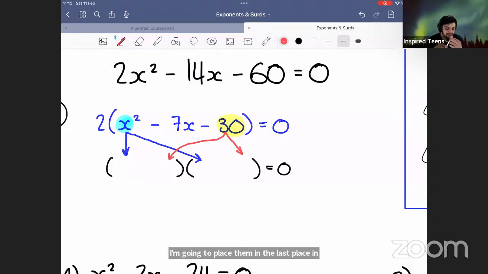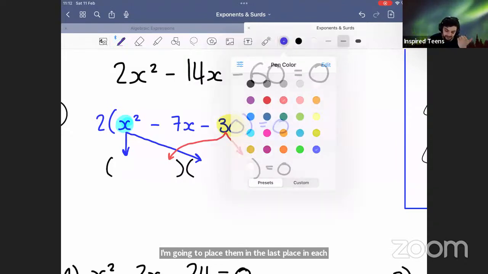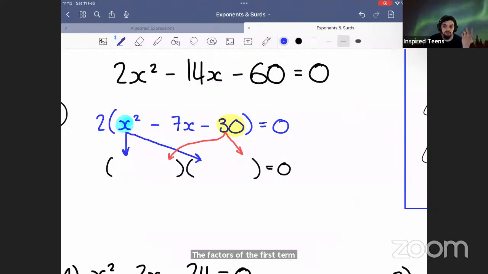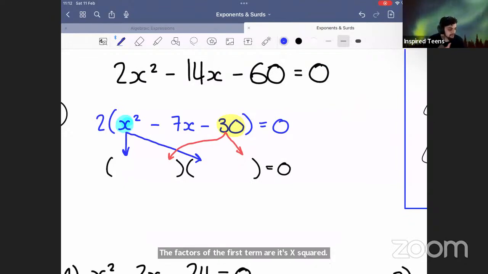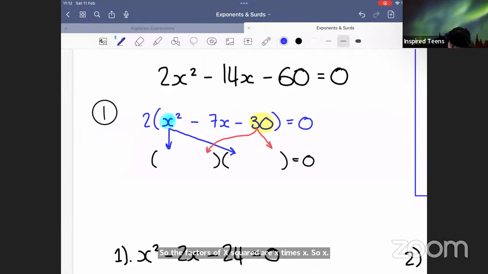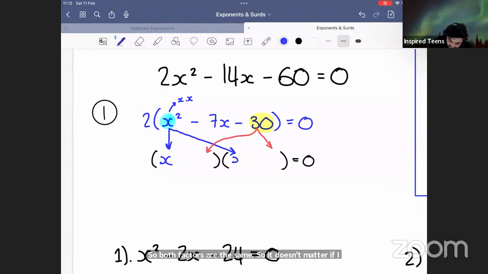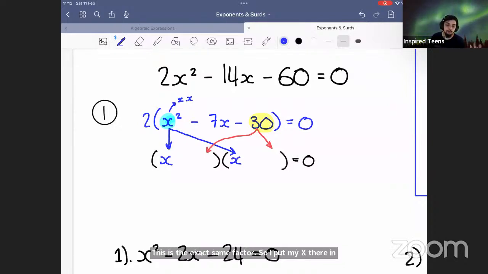Now, the factors of the first term are simple. The first term is x squared. The factors of x squared are x times x, so x and x. There's only one option for x squared, and that's x times x. Both factors are the same, so it doesn't matter if I put the x here or the x there, because they're the exact same factor. So I put my x in the first place of the first bracket, and I put my second x in the first place of the second bracket. So that's the first step done. I use the factors of the first term to add values into my factors.